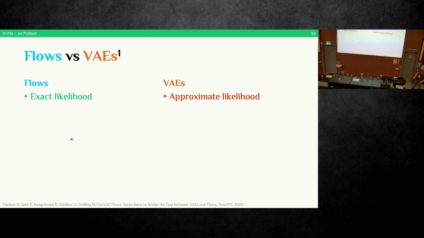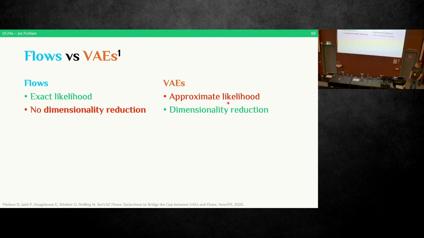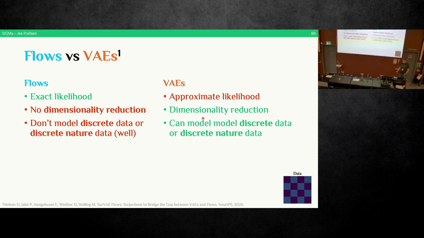So in flows, we got exact likelihood, whereas in VAEs, we only got approximate likelihood, so we usually use the ELBO as a proxy for the likelihood. One of the downsides to flows is we have got no dimensionality reduction, so they're not super useful if we want to do semi-supervised learning, whereas VAEs have built-in dimensionality reduction.